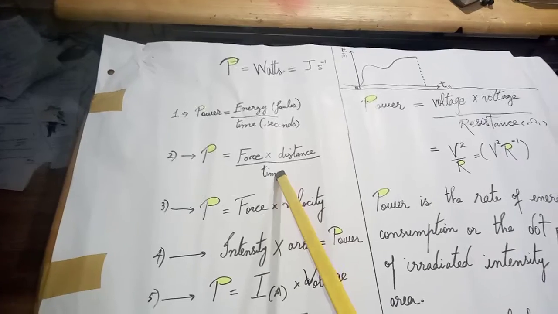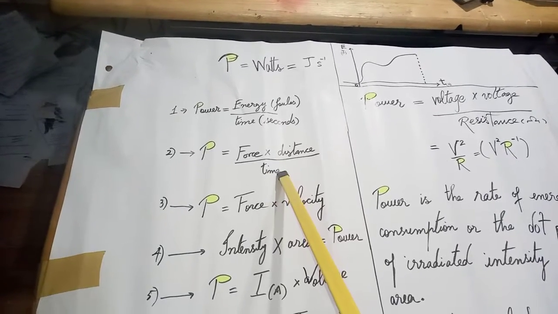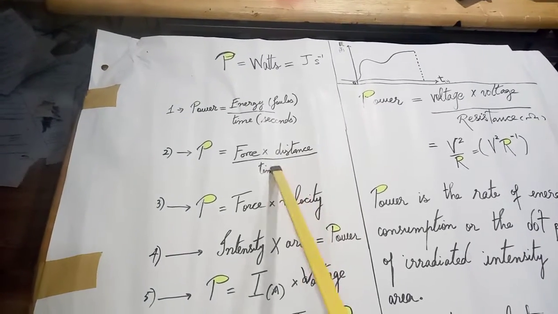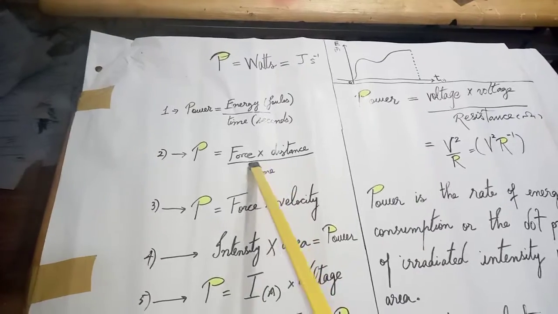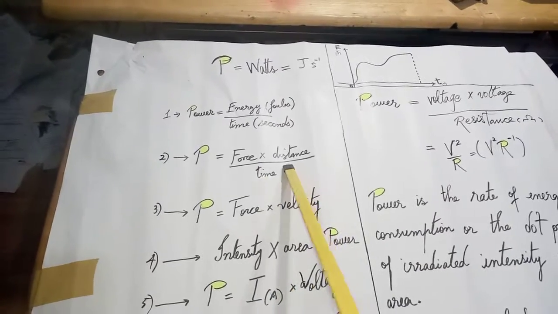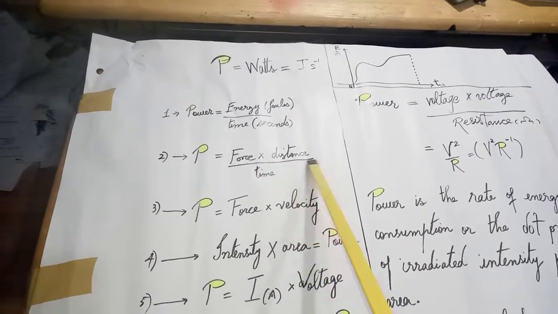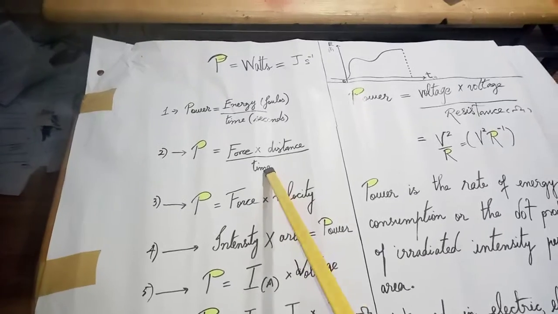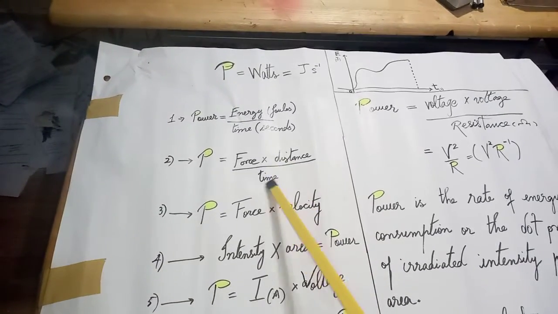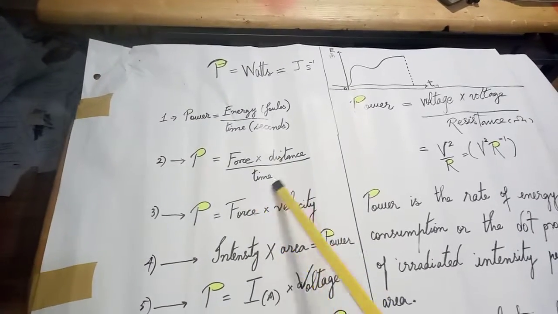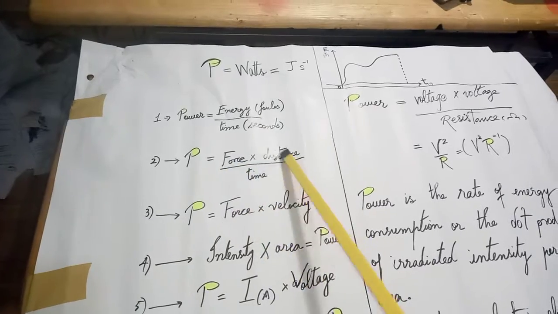And this one is mostly used for mg sine theta or mg cos theta divided by time, for times x divided by time, for objects at angular inclined motion.